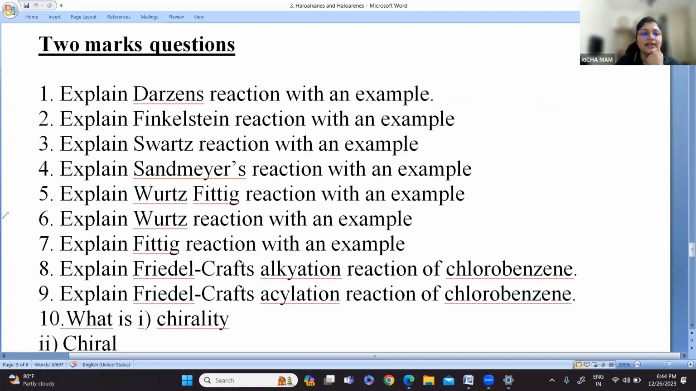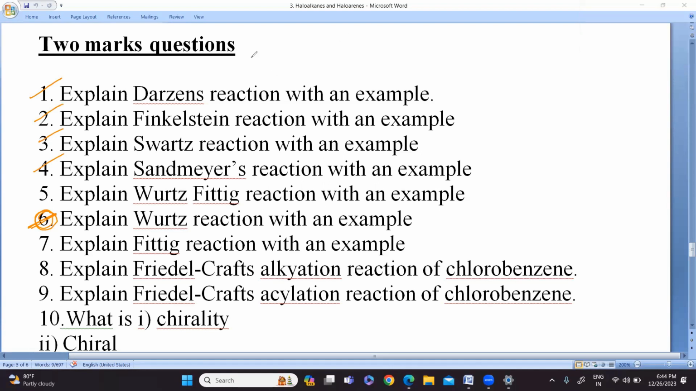Next question. Before going to Wurtz-Fittig reaction, first I'll explain what is Wurtz reaction. So we have seen these questions, now we'll see the sixth one. Explain Wurtz reaction. So what is Wurtz reaction, students?